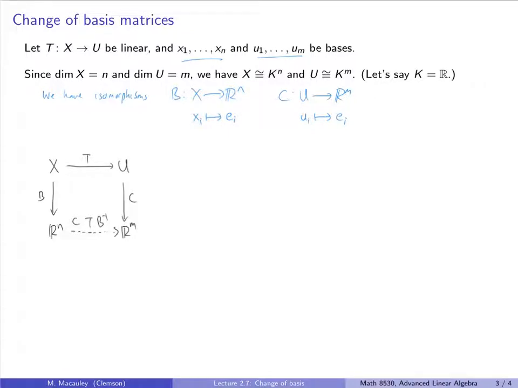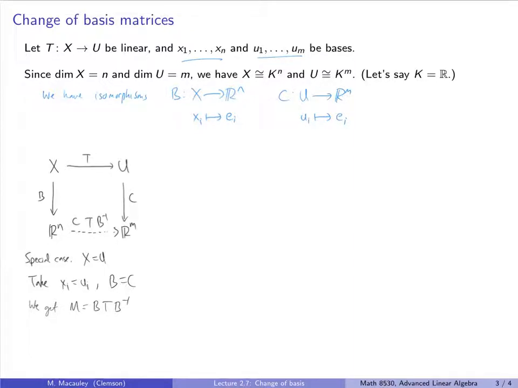Now there's a special case of this, which is quite common, when X and U are the same. In this case, we can take the input and output basis to be the same. So xi is ui, and we assume that B and C are the same. And then we get a matrix, M, which is B, T, B inverse. So I want to say that M and T are similar as linear maps, although we're going to look at what this means in terms of matrices.